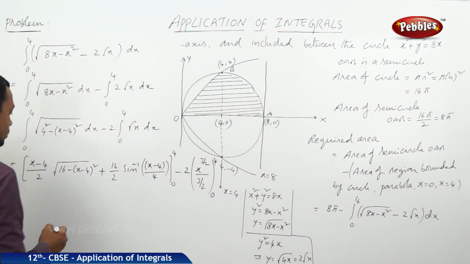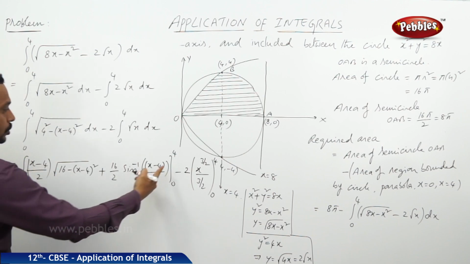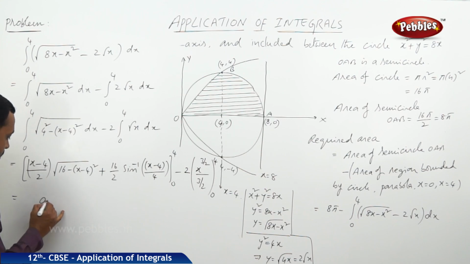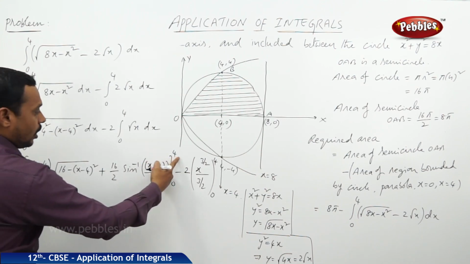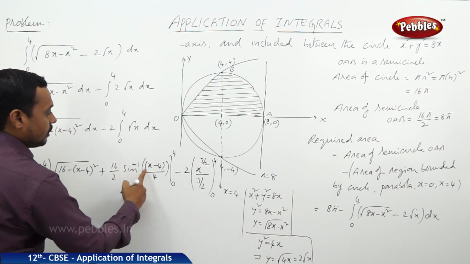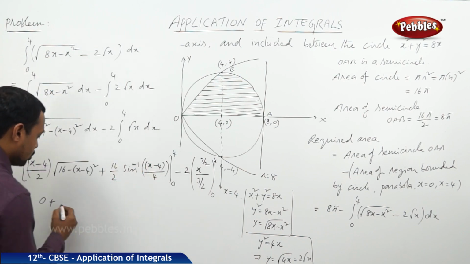Now substitute the upper limit here. 4 minus 4 is 0, and 0 multiplied by anything is always 0. And also substitute 4 here. Then 16 by 2 into sin inverse of (4 minus 4)/4, that is sin inverse 0, which is 0.